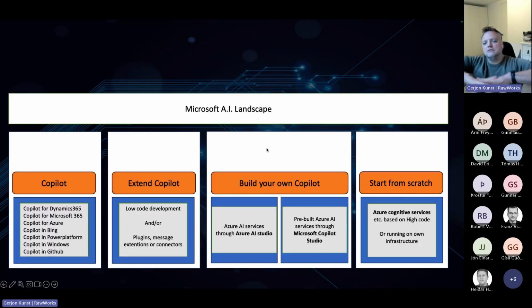So if you look at the total landscape, we had this other where you say there are two streams. Well, if you look at this one, then you have the Copilot, which is the run-of-the-mill stuff, the SaaS stuff. You have the extended Copilot, where you can have plugins inside the existing Copilots with your own little attachments, and then you can build your own Copilot through Azure AI Studio, Microsoft Copilot Studio, and if you can start from scratch, you can use Azure Cognitive Services, or you can run and build your own on your own infrastructure, or in Azure infrastructure, of course.